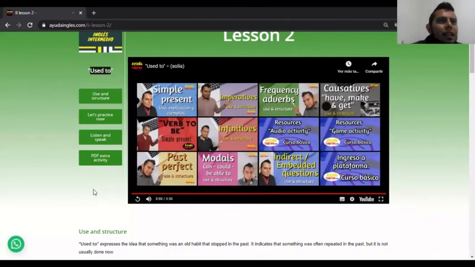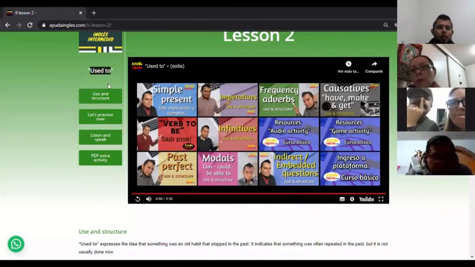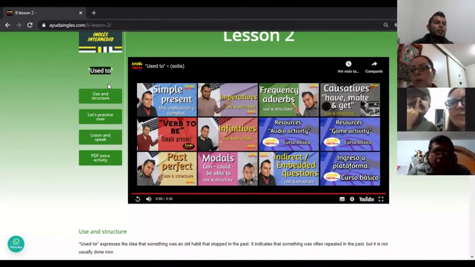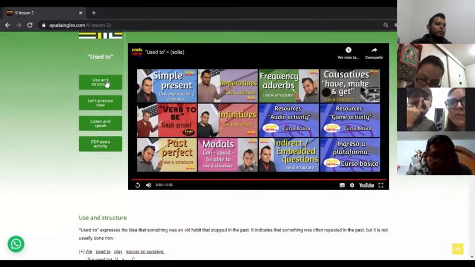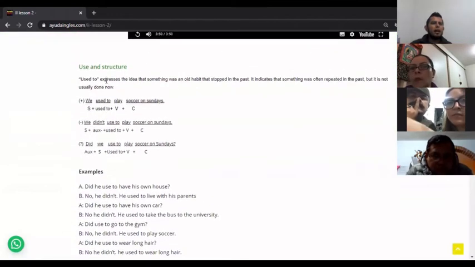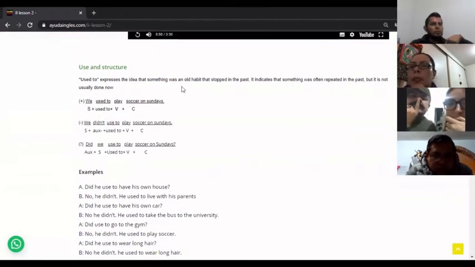Okay, guys. In the last class, lesson 1, we checked simple past. We said that simple past is an action that happened in the past at a definite moment. We used yesterday, last week, last month. But in this lesson, we are checking used to, and used to has very similar rules to simple past. What's the main difference? That this is an action that used to happen, but now not anymore, something that you don't do anymore.